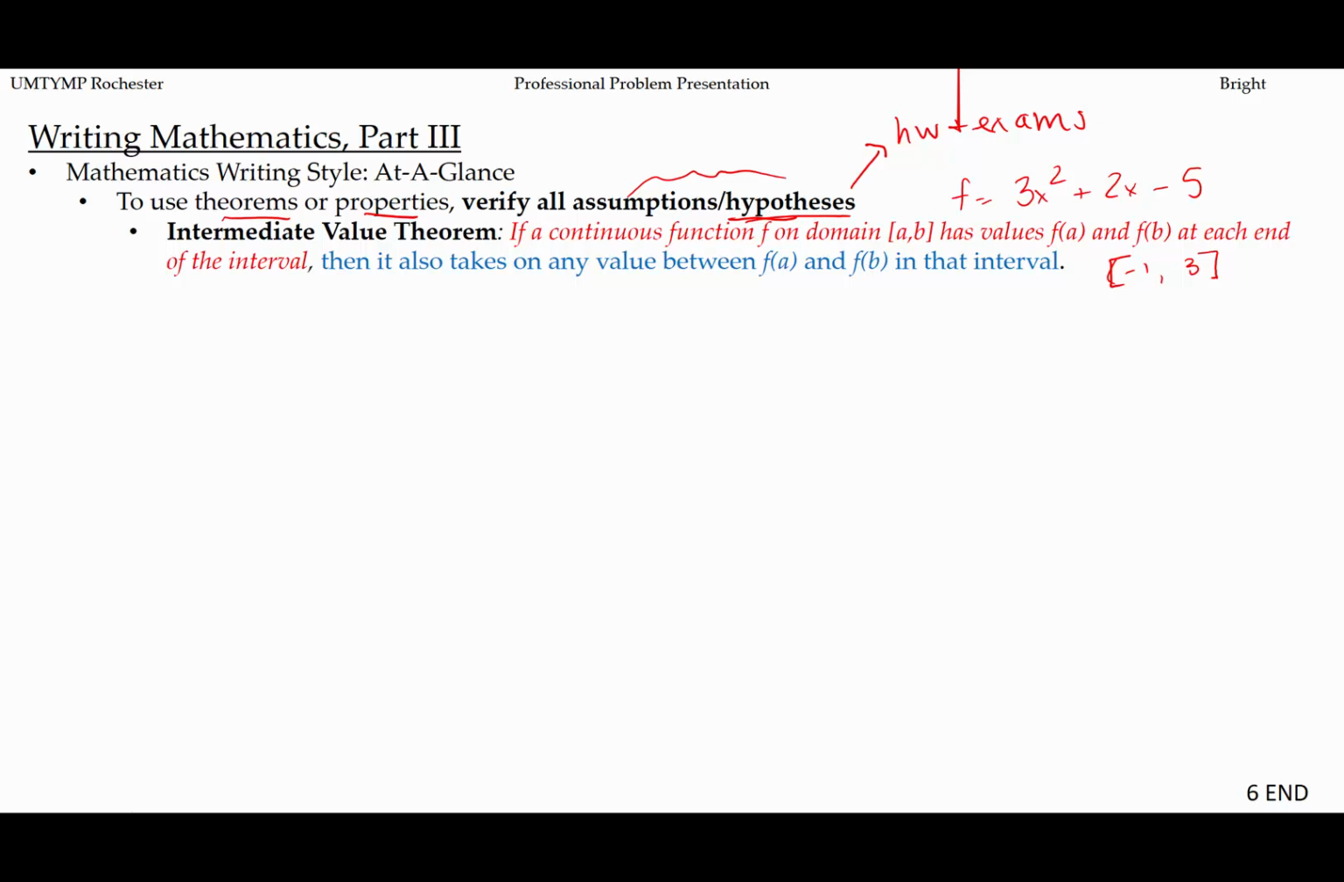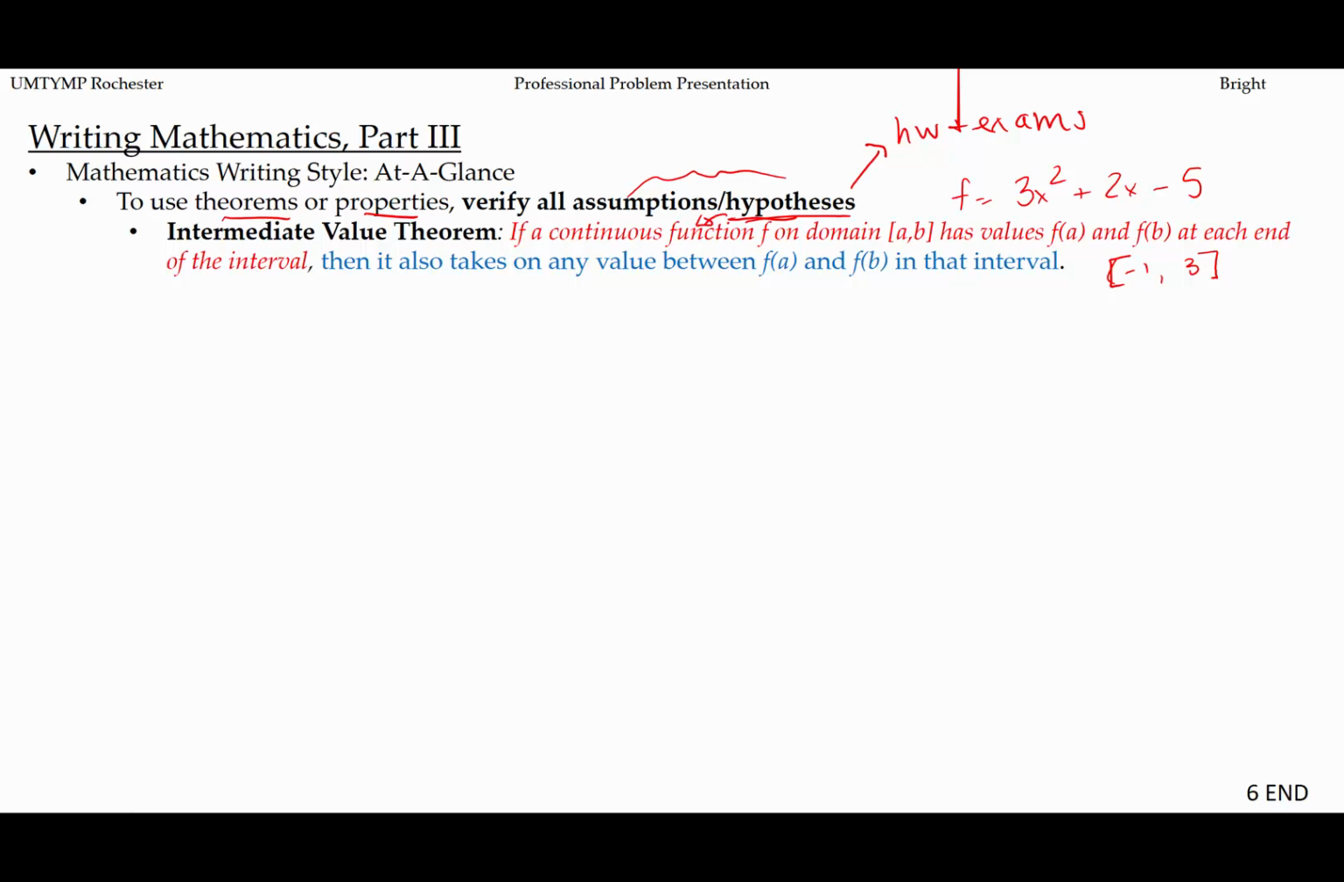You'll also notice that the way I have it presented here, I have it in two colors. There's a red part and a blue part. The goal, or what I want to get out of the intermediate value theorem, is the blue part. That's what I want to use it for. But in order to use it, I need to make sure to satisfy the hypotheses, which is the red part. So the hypotheses are this red part, and I need to verify a few different things.